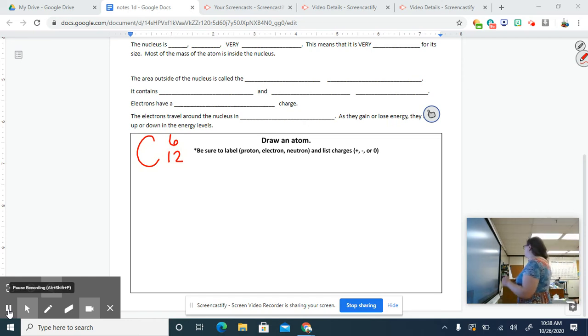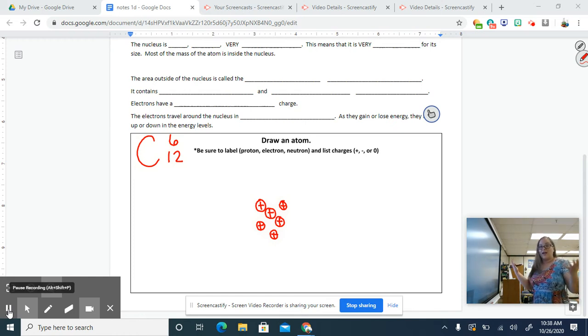So the first thing we need to do is draw our nucleus. We know it is a carbon atom, so it has 6 protons. So we need 1, 2, 3, 4, 5, 6 protons. Now notice I kind of spread them out a little bit. That's because we've also got to put the neutrons in there, so we put some space for us to fit in the neutrons. Okay, now we know that it has a mass of 12. So that means that it also has 6 neutrons.